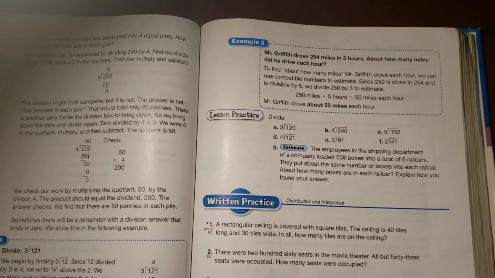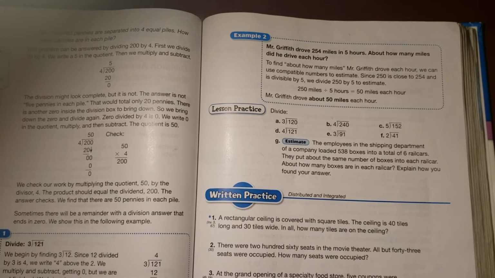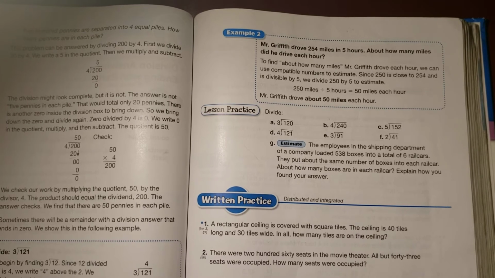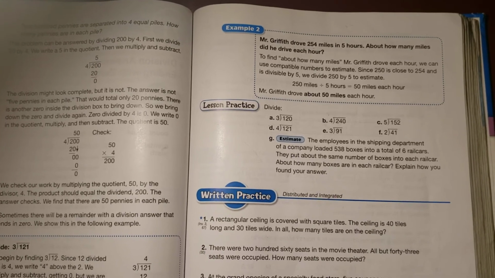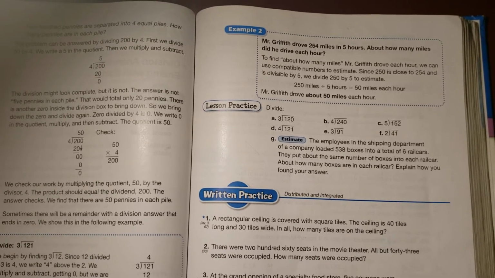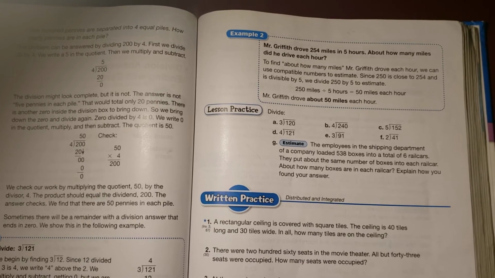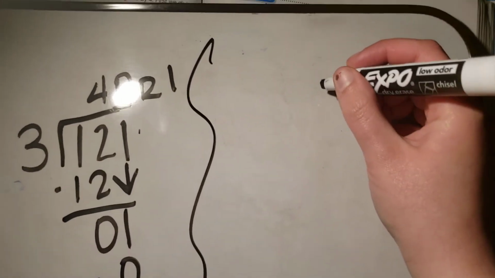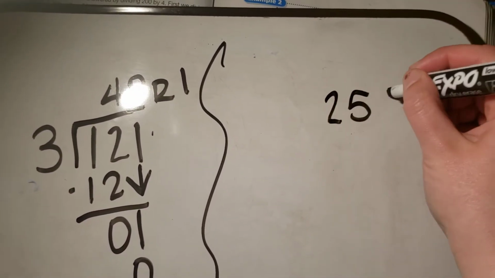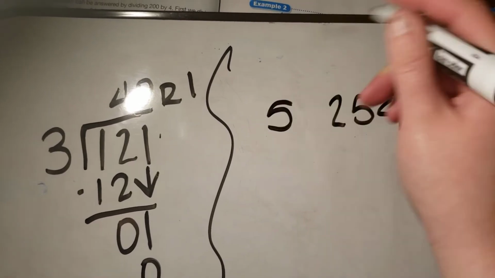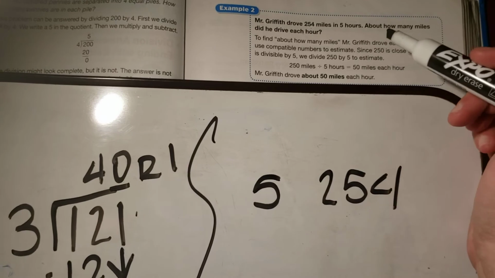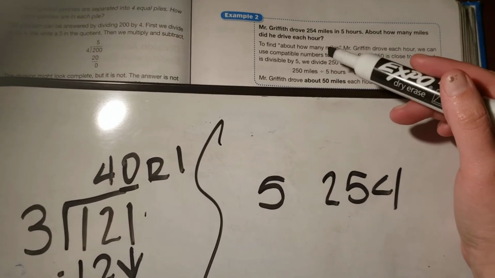All right. Example 2, our favorite, a lovely word problem, says Mr. Griffith drove 254 miles in 5 hours. About how many miles did he drive each hour? So our key information there is 254 miles in 5 hours. It says about how many miles did he drive each hour.